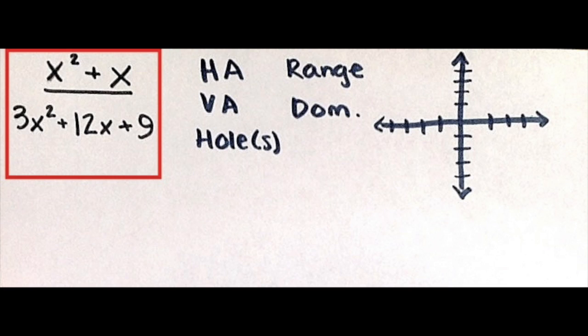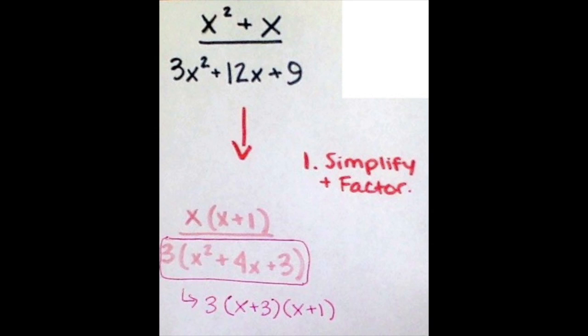The problem we will be working with today is the one shown above, boxed in red, and we will be solving for the horizontal and vertical asymptotes, the holes, the domain and range, and finally we will be graphing our answer. Alright, so the first thing you want to do when you see one of these is check if you can break it down or simplify it further.